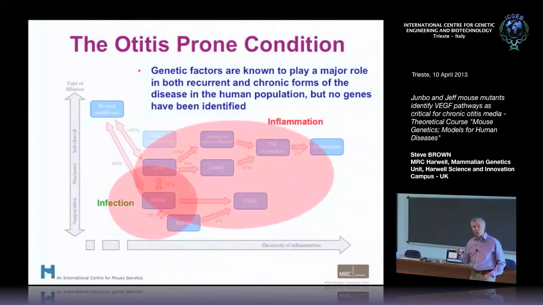We know that from, for example, twin studies and other human genetic studies in the human population, but no genes have been identified from these human studies so far. So we know there's a genetic basis for the chronic otitis media with effusion, but we don't know anything about what those genes are, and therefore we can't really begin to understand the molecular and cellular and physiological processes associated with that disease and begin to design new therapies.